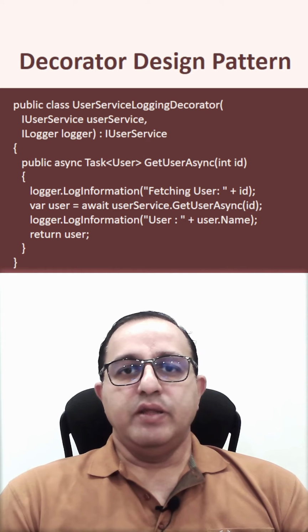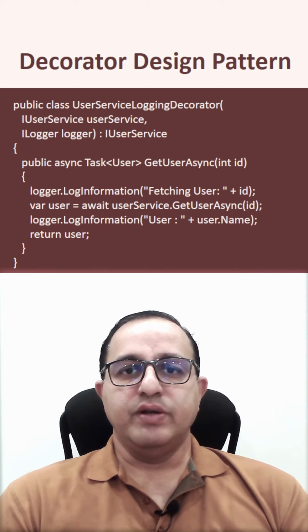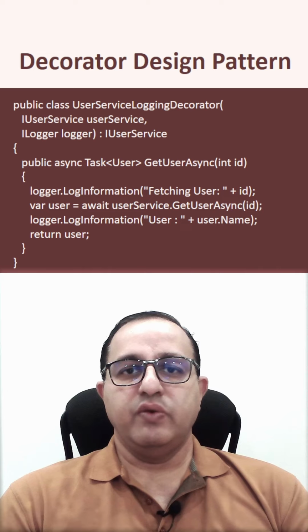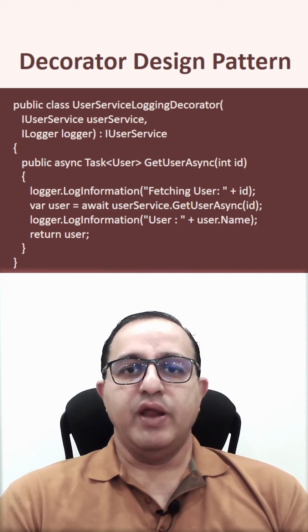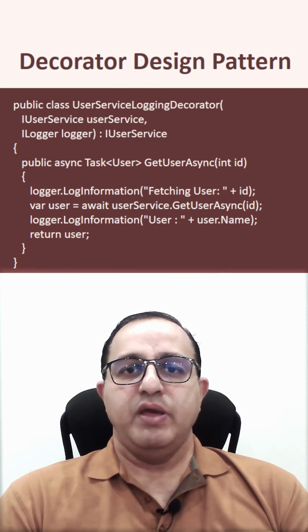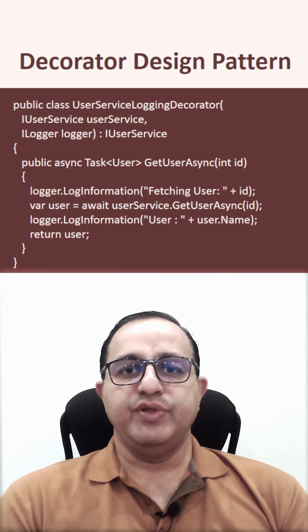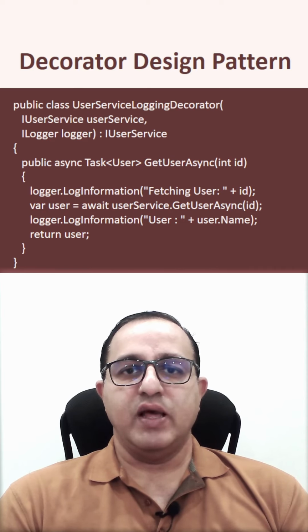When you are implementing the same GetUser method inside this decorator class, you can return the same user object which the UserService is returning. But now you have a chance to add the logging statements before and after calling the actual GetUser method. This way you can add additional behaviors to the UserService class without modifying it. As you can see, I haven't touched the actual UserService class at all.